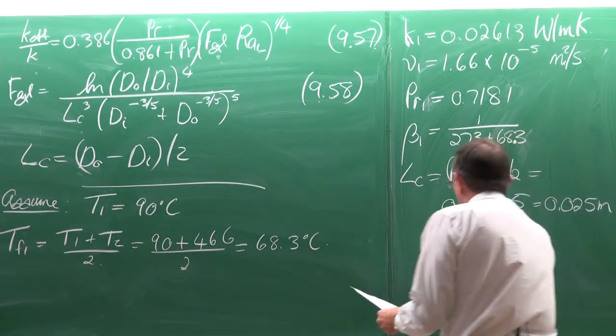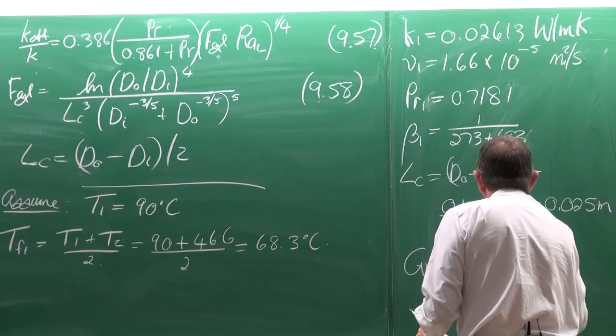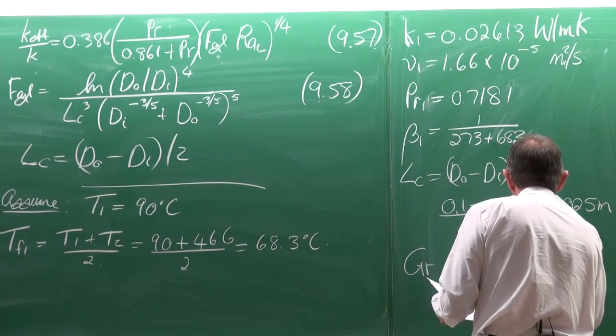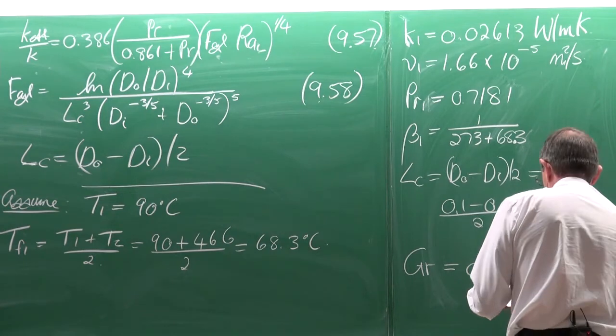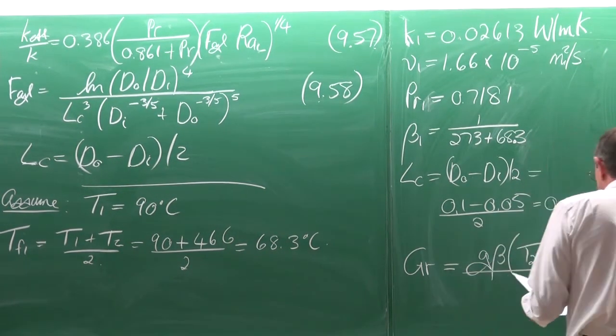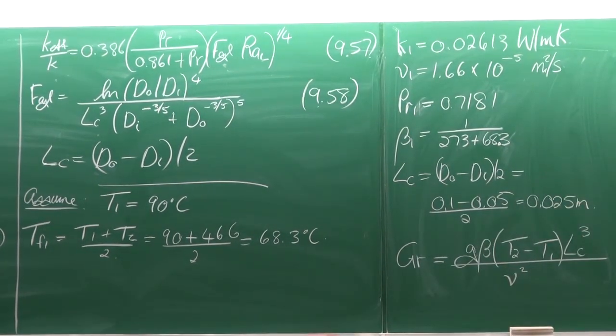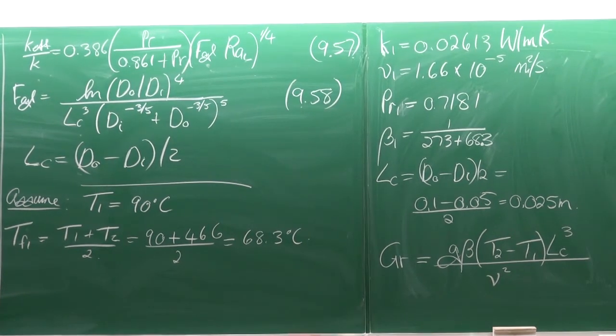Right. Now the Grashof number. The Grashof number is equal to g beta multiplied by T2 minus T1 multiplied by a characteristic length to the third, divided by the kinematic viscosity squared. Previously, we have used the diameter. Now it specifically says we have to use the characteristic length LC.